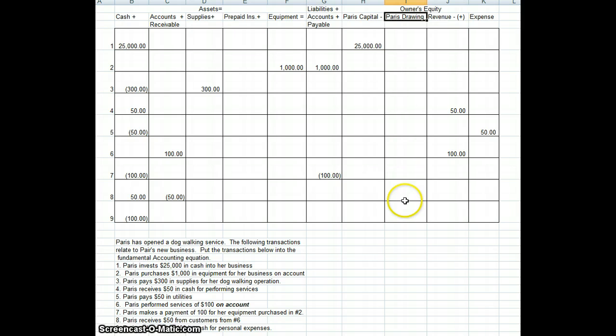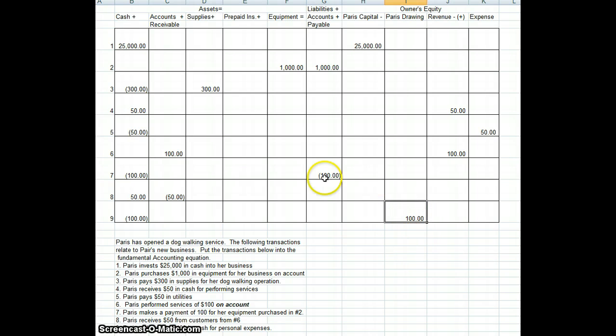So again, we're going to come here and we're going to put $100. We're going to put it positive because drawing, like expense, is a subtraction from owner's equity, showing the owner taking out of their business. In the instance of drawing, it's a cash withdrawal, so it's a cash outflow for the personal use of the owner. And that makes sense. All owners invest in their business so they can eventually withdraw money. This should be a pretty common transaction.